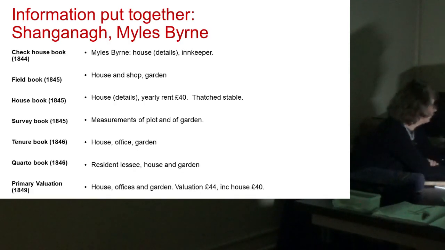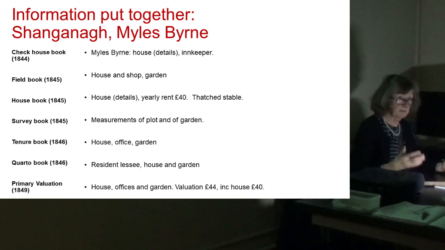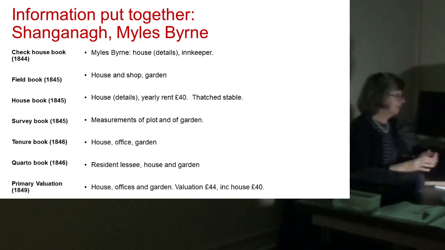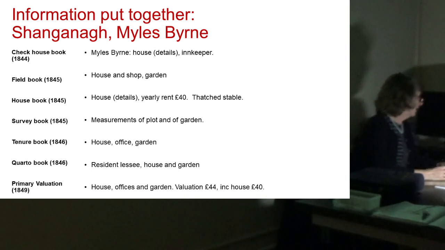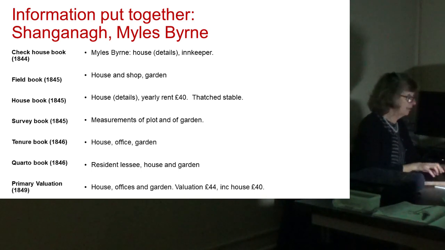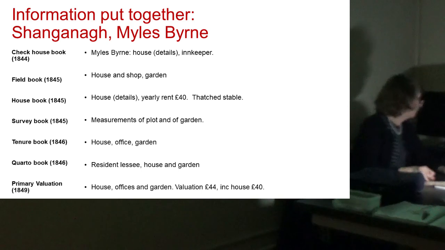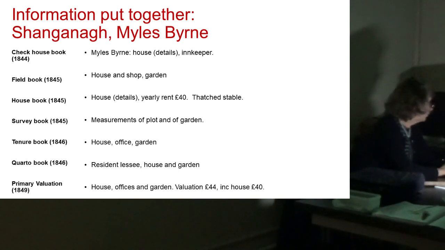So when you put the information together in Shanganagh, I took the Myles Byrne example because General Coburn is a bit obvious. He's so different from everybody else. He's not really a good example. In the check house book, it says Myles Byrne, and it gives all the details of the house, and it says he's an innkeeper, but the innkeeper information isn't given anywhere else. In the field book, it describes it as a house and shop and garden.